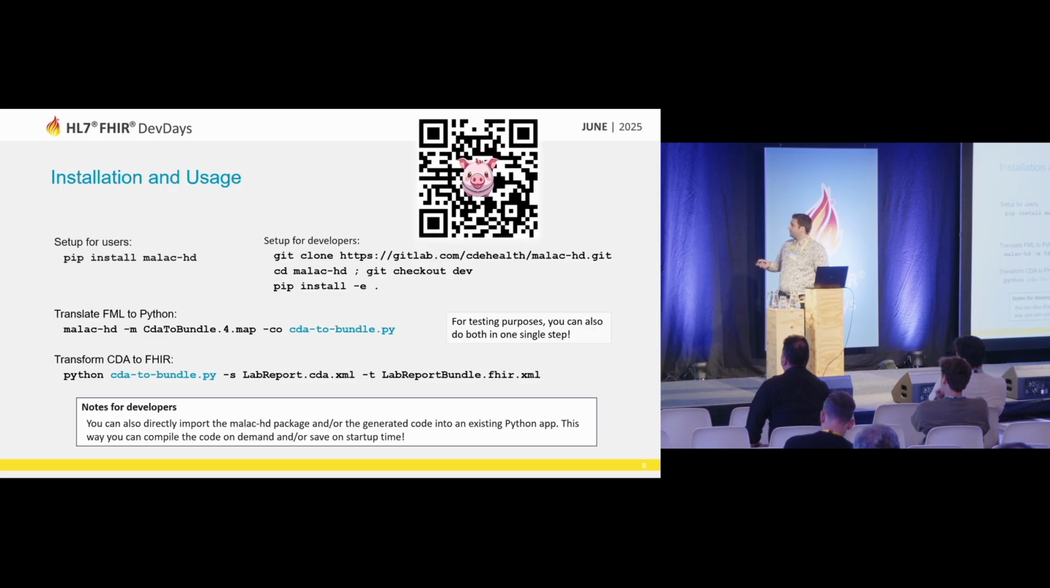You can do the steps like the translation to a library, so you have a finished Python library, in 2 steps. You can also do that whole thing in 1 step if you want to transform directly, but this will translate the FML to Python. You give it a map, and you say the convert output is that. There is then your Python library, and if you want to do the transformation, you just put your input there, like the source, and then the target, and that's it. If your mapping works on HAPI, or on Matchbox, it also works with MaLaC-HD.